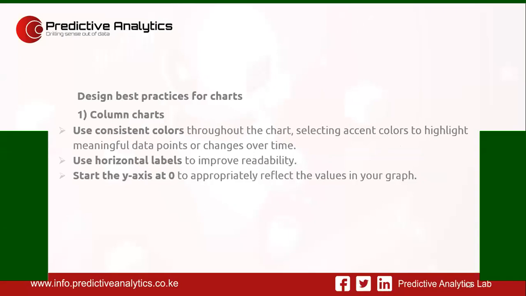Now that we know what kind of charts to use for various visualizations, we're going to look at design best practices for charts. So number one, we look at column charts, best practices for designing column charts. Use consistent colors throughout the chart, selecting accent colors to highlight meaningful data points or changes over time. Use horizontal labels to improve readability. Start the y-axis at 0 to appropriately reflect the values in your graph.